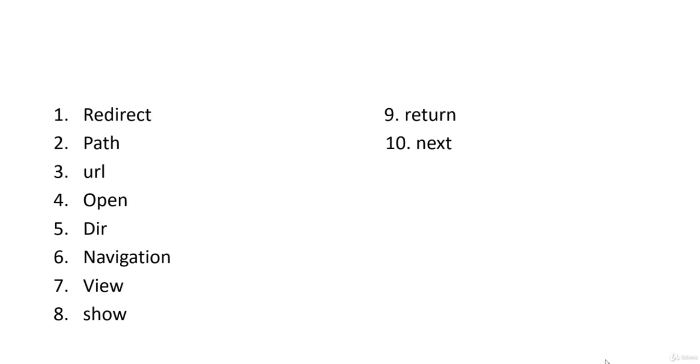These are a couple of parameters which will be responsible for the redirection. You'll have redirect, path, URL, open, dir, navigation, view, show, return, next. If you ever get a parameter that starts with redirect, then you can simply open that parameter and enter any URL into it, and let's see if it redirects to that website or not. If it redirects, there is URL redirection, but if it doesn't redirect to the new web page, then there is no open URL redirection.